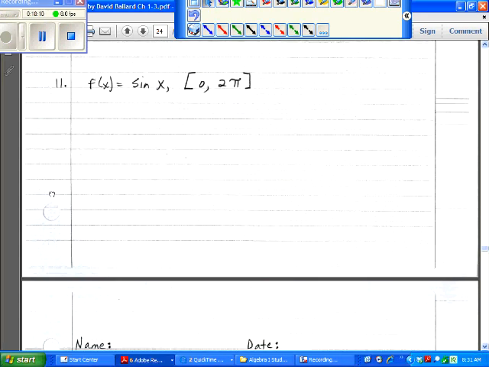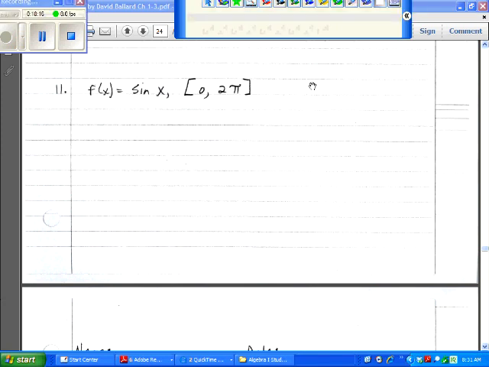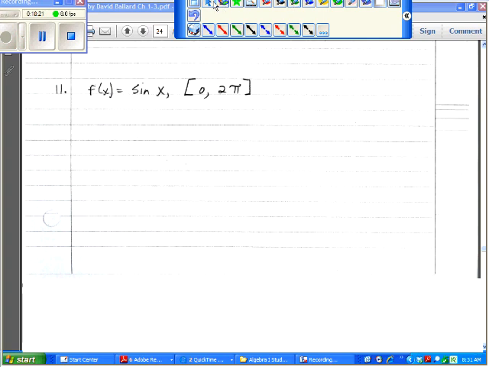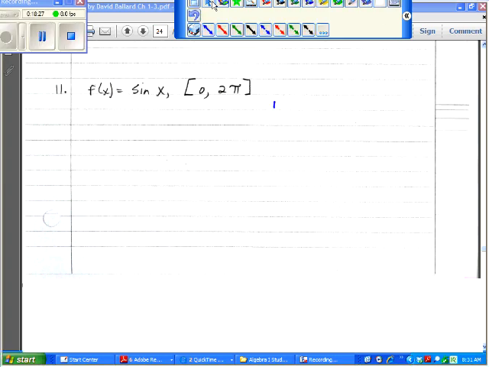All right, number 11. Number 11 says f of x is equal to sine x. We want to see if Rolle's theorem applies. First of all, for Rolle's theorem to apply, what must be true? f of a must be equal to f of b. So what is the sine of 0 degrees? 0. And what is the sine of 2 pi degrees? 0. So we know that the function value is the same.